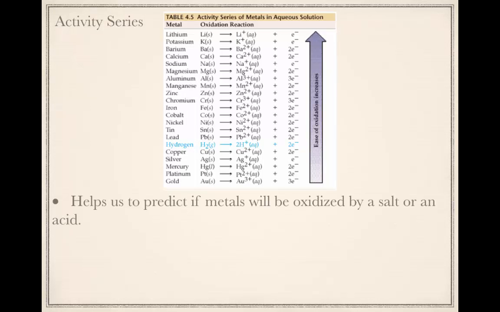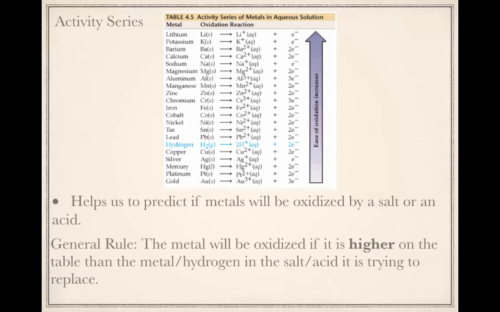The last concept that we need to go over with single replacement reactions is the activity series. The activity series helps us anticipate which metals are going to be oxidized, because it is a list which, as you move up the table, indicates the ease at which metals are oxidized. So the top metal, lithium, is the easiest to oxidize, while gold is the hardest to oxidize. The general rule is that a metal is only going to be oxidized if it is higher on the table than the metal in the salt that it is trying to replace.